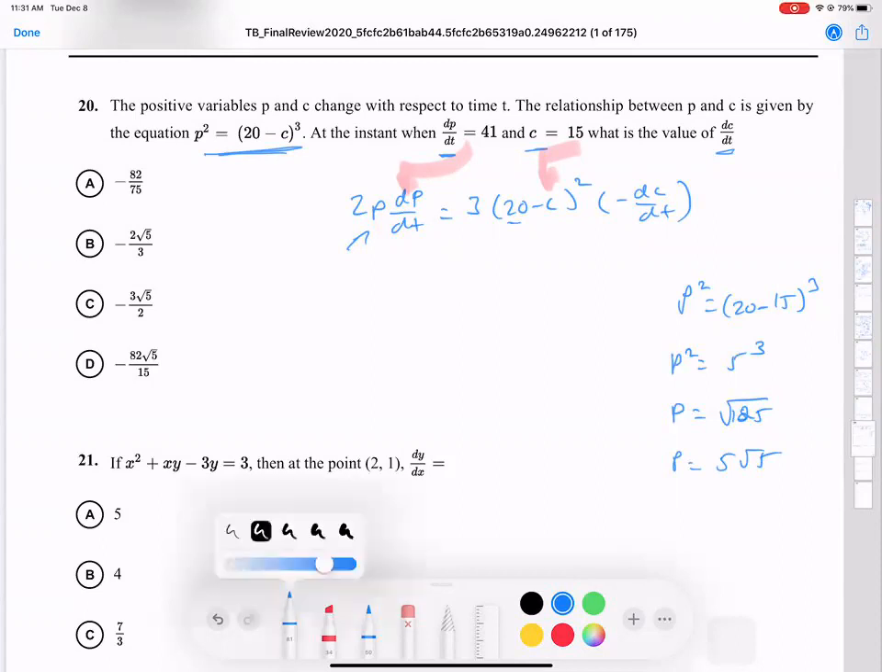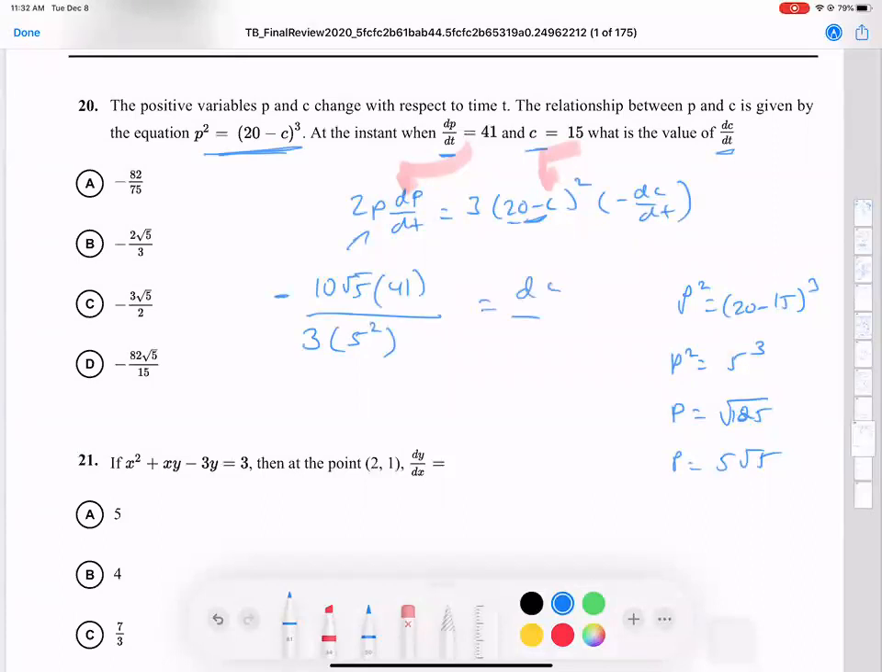So just to help you plug that in, 2 times our 5 is 10, square root of 5 times 41. We're going to go ahead and divide this out. So we're taking the 3 and the 20 minus 15. Remember that we said that was 5, right? We said that was 5. And we're going to take out our negative sign with us. And that's our dc over dt. And that's this guy.